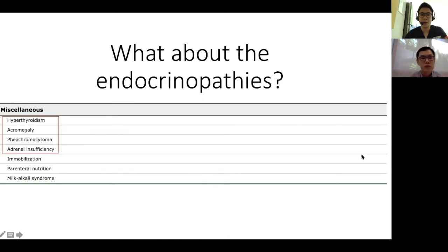So what about the endocrinopathies? This is a last-minute addition question, but when I was revising this topic, I saw hyperthyroidism, acromegaly, pheo, and adrenal insufficiency as listed causes of hypercalcemia. So how commonly do you see this? Should we be evaluating for these etiologies?